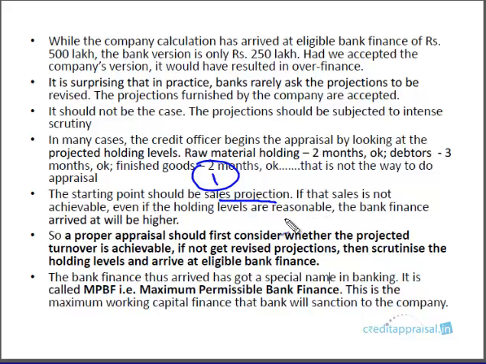If the sales projection is not achievable, right? If the sales projection is not achievable, definitely the company's version of the bank finance will be higher, even though the holding levels are reasonable. If the sales projection is on the higher side, the bank finance will not be a correct figure. So first of all, look at the turnover, see whether it's achievable or not, right? If it is not, you get revised projections, right? So finally we'll arrive at the bank finance.